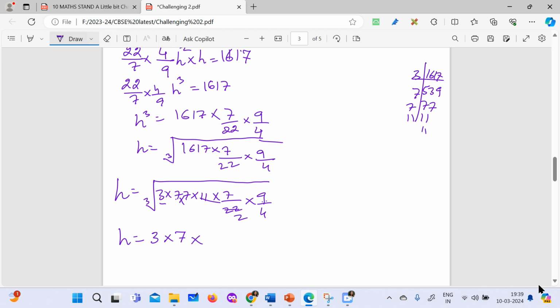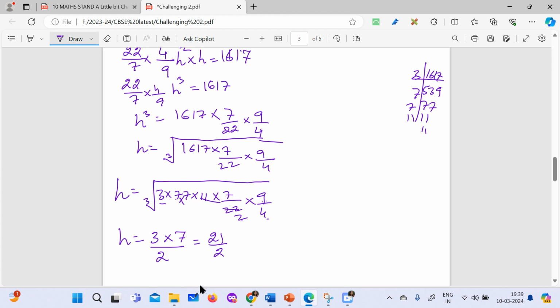So 3 times 7 we have taken it out, and then here it is 2 times 4, that will give us 8, and cube root of 8 is 2. Hence we got the height as 21 over 2.